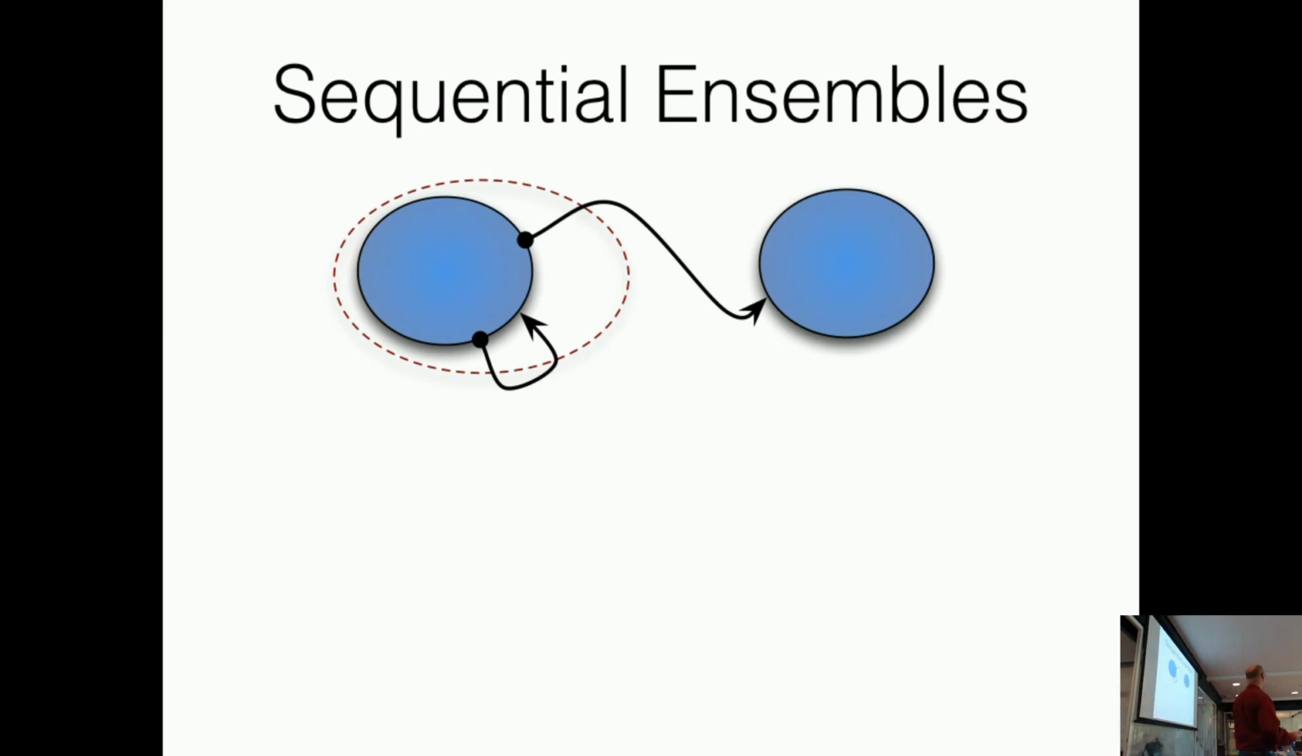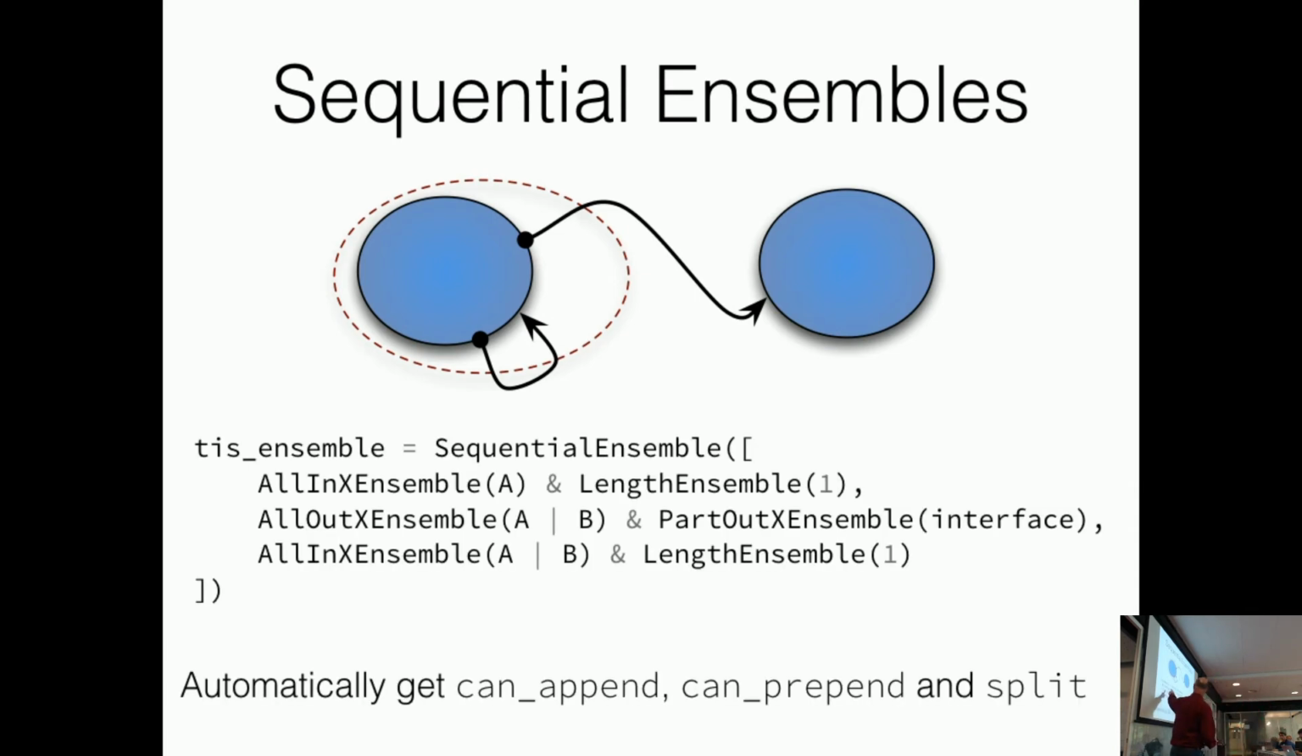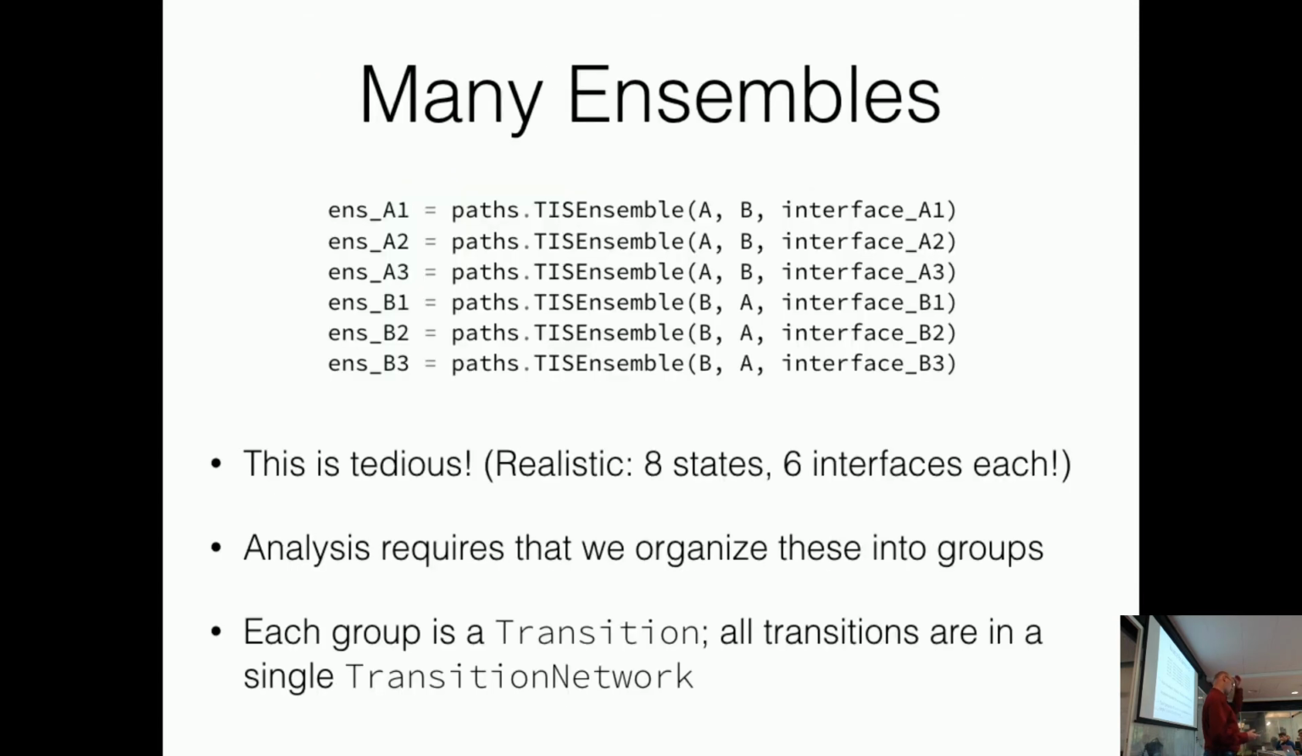So how do we create these ensembles in OpenPath Sampling? Well, we have an object called a sequential ensemble, and it just says you have to start out with one frame that is in A, then you have a bunch of frames that are not in either A or B, and at least one of them is outside of the interface, and then you have one frame that is in either A or B. And just by doing this, you automatically get the can append, can prepend, and split functions with no additional effort. This is what's really exciting about OPS. These are a very new idea, I would say, in terms of how this stuff is implemented, and very different from what's been done before.